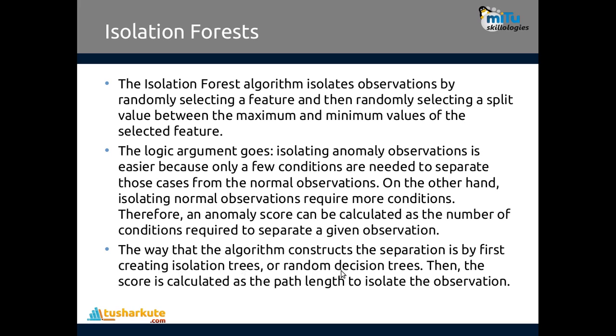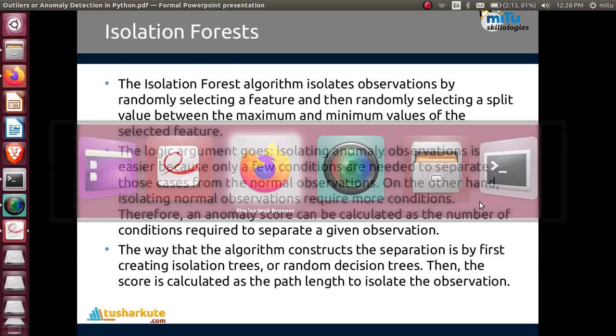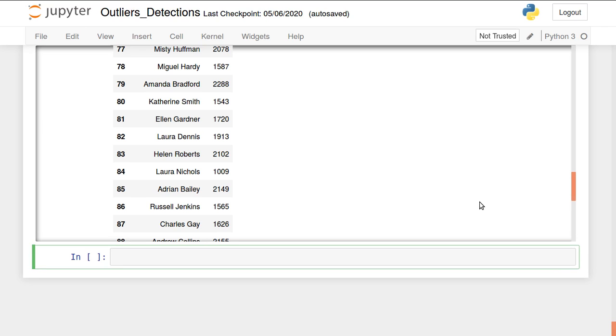The way that the algorithm constructs the separation is by first creating isolation trees, random decision trees, and then the score is calculated as the path length to isolate the observations. So how the data is actually isolated from the original observations, that score is identified, and based on that score, values which are not following it will be removed. That's what the isolation forest does.